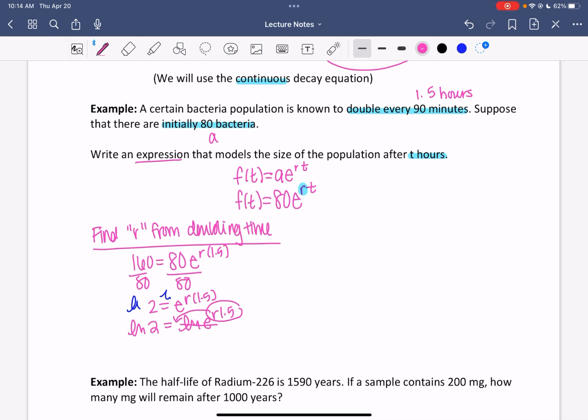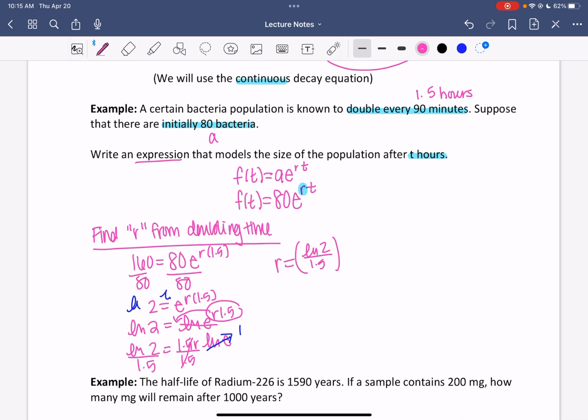Now, when we say that it cancels, it means that you're looking at ln 2. I can bring that 1.5r times ln e out front. ln e, remember, that's your inverse property. That equals 1. So that's why I'm saying that that cancels. And then I'll divide both sides by 1.5. So that gives me that my r value is equal to ln 2 over 1.5.